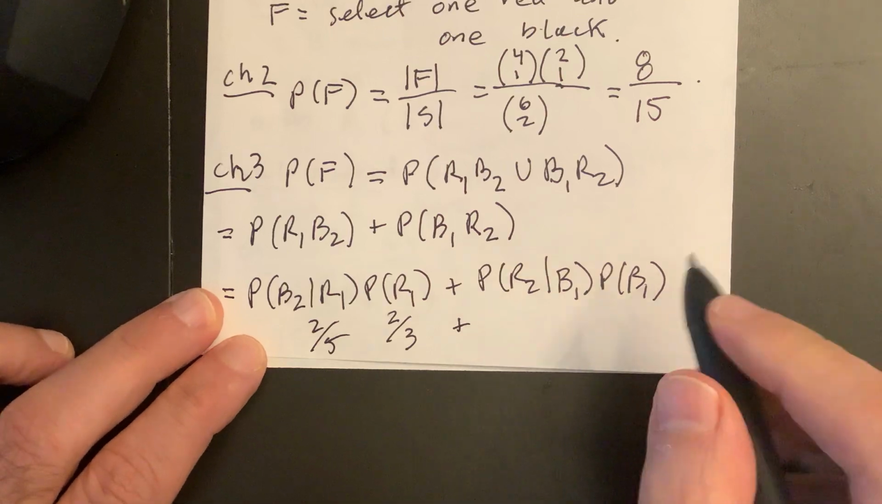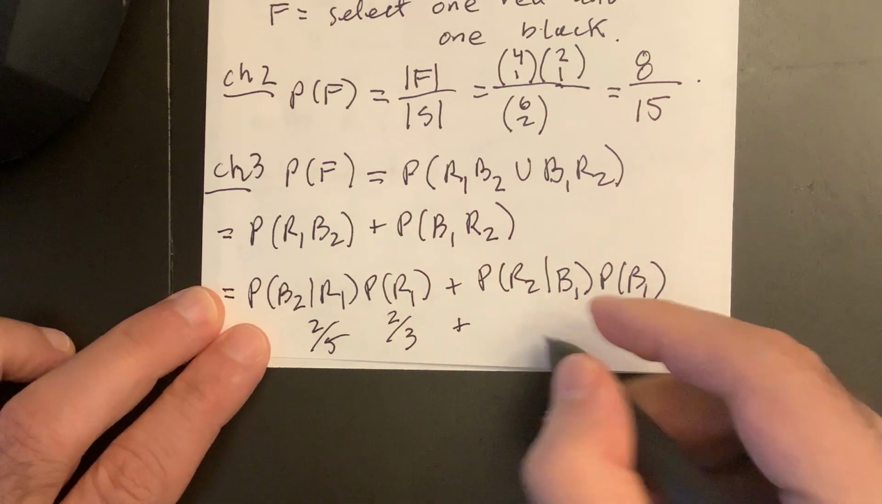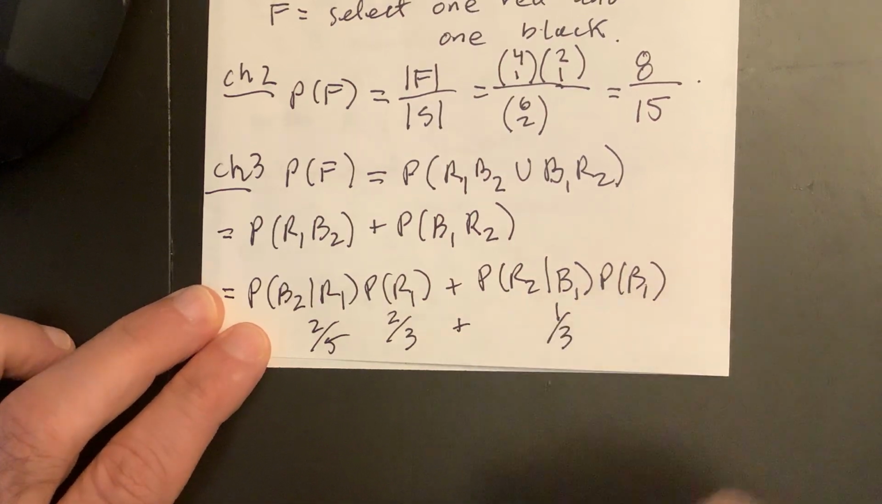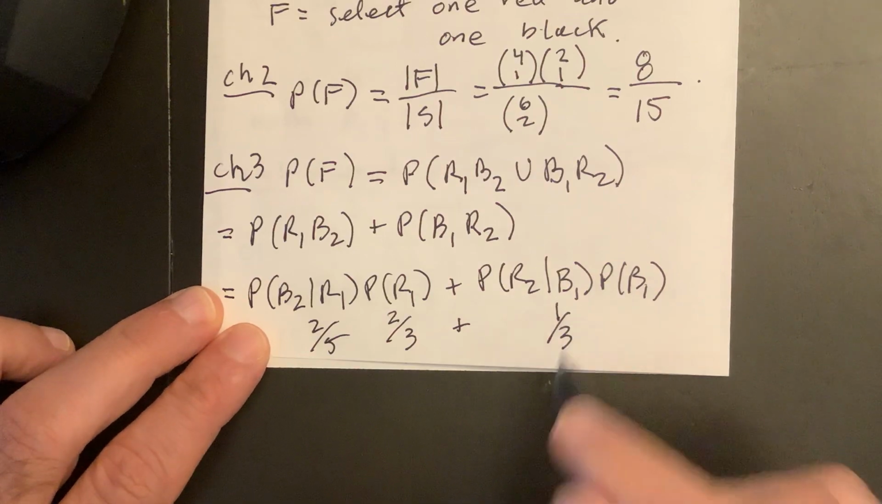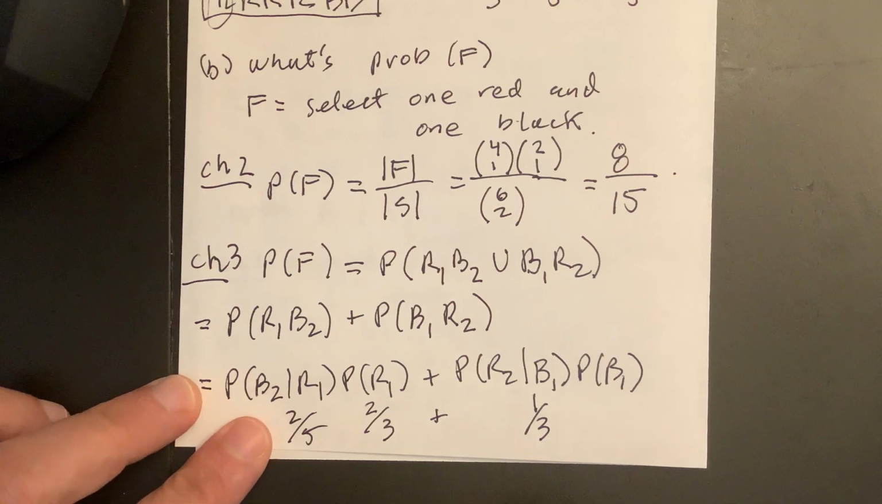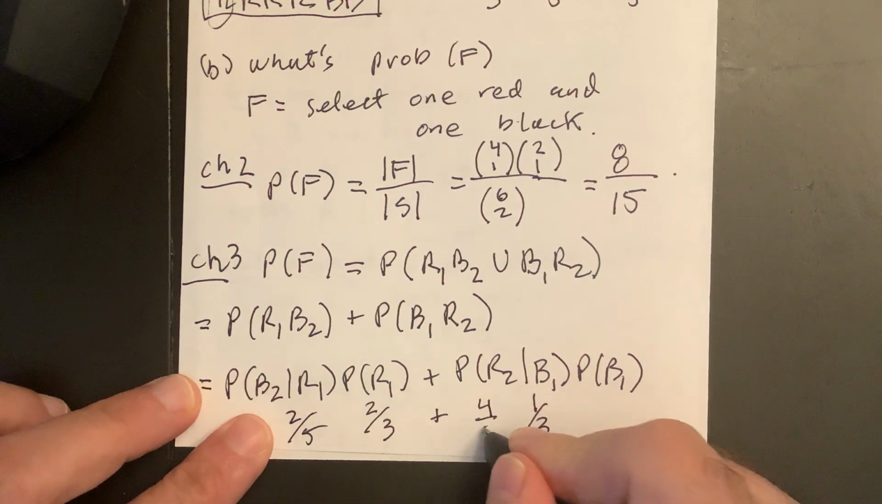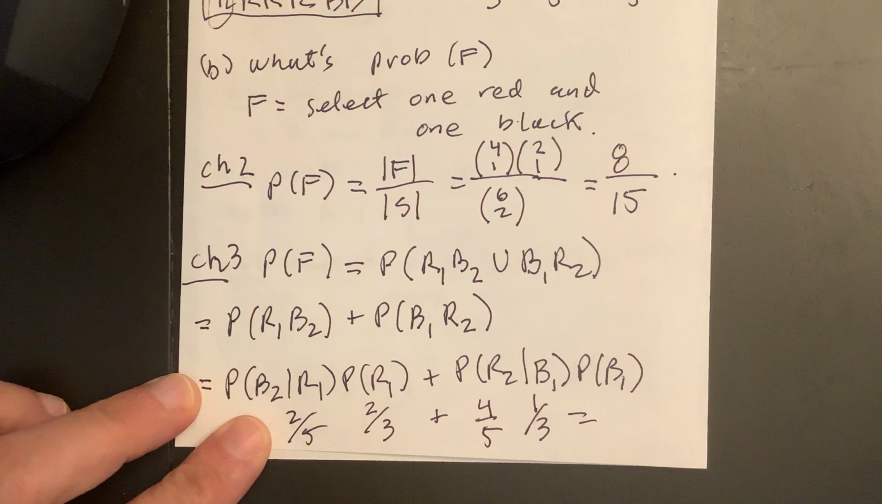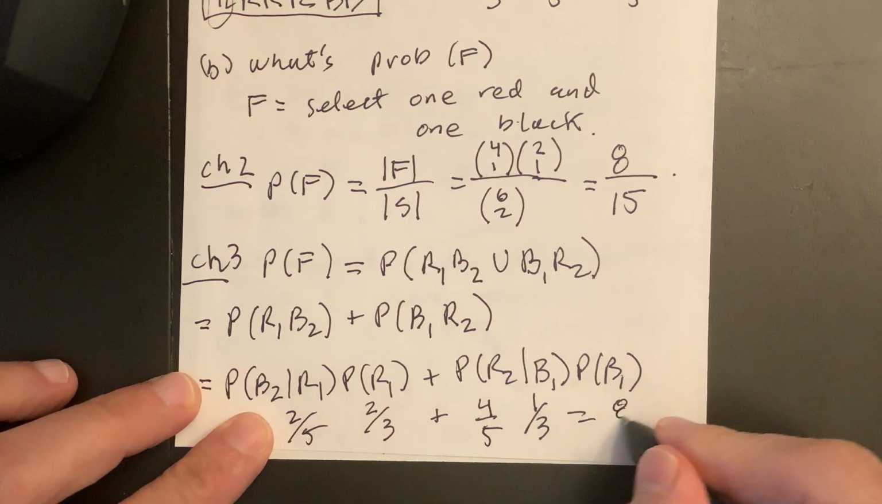Plus, what's the probability of B1? Well, that's 1/3. And what's the probability of R2 given B1? Well, there are 4 reds left and only 5 balls, so this is 4/5. So we get 4 plus 4 over 15, 8 over 15.